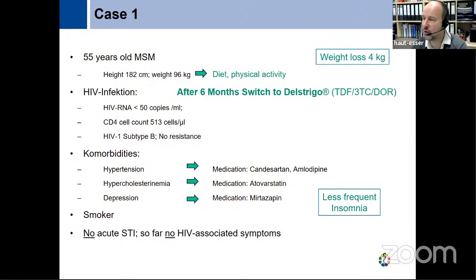And in Germany, I don't know how it is in Mexico, the price of Delstrigo is very good. So the costs are the same or even better compared with another regimen. So we don't have any problem with the insurance. And if the patient is compliant and has this wish, we discuss with him, and perhaps we decide, also in patients who have a lower weight gain than 10%, to try a switch.